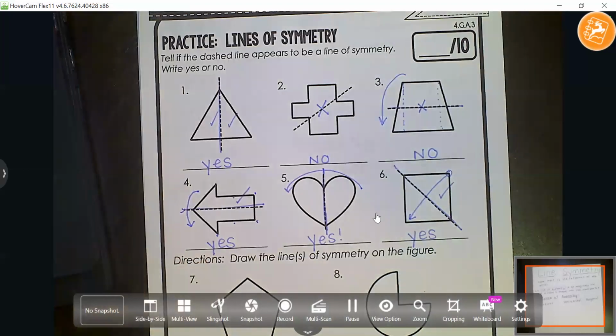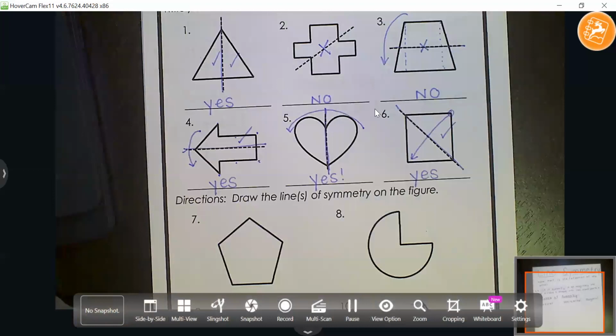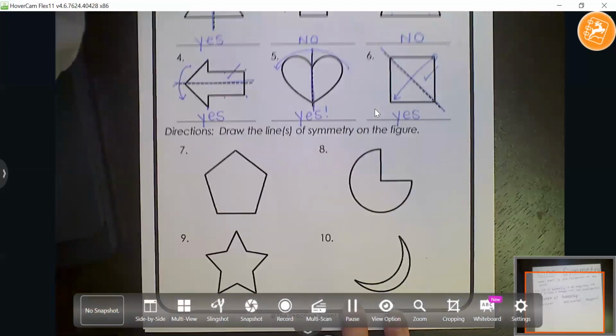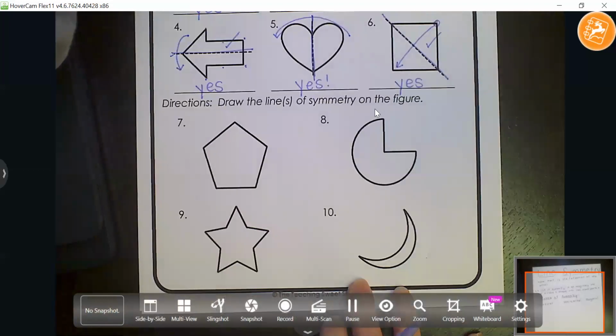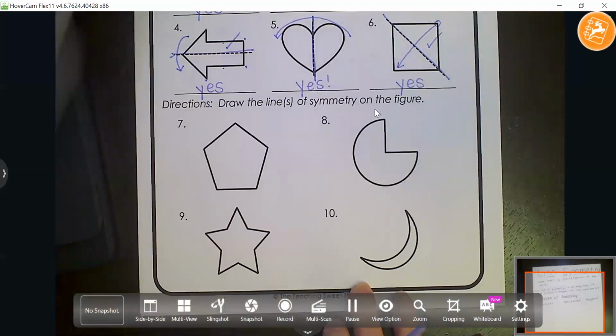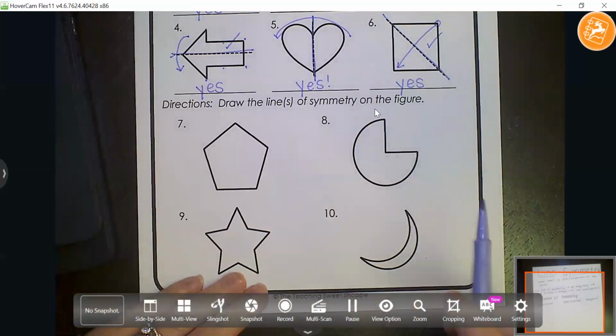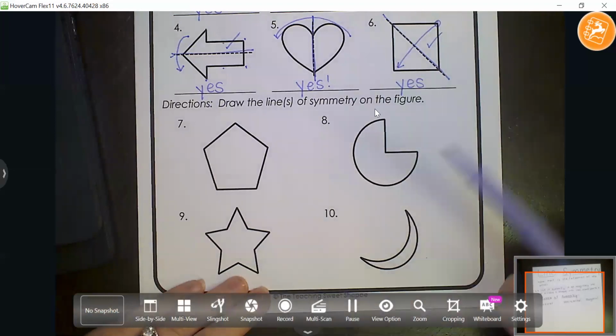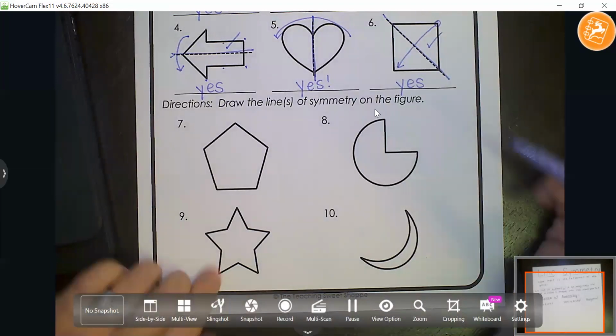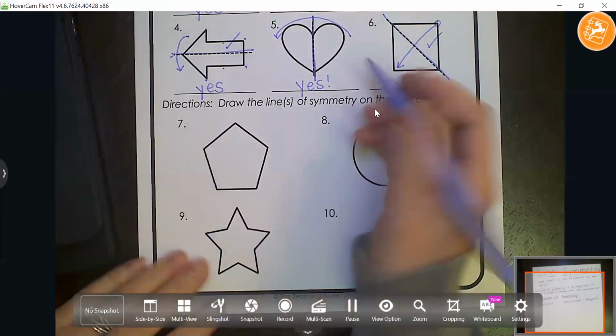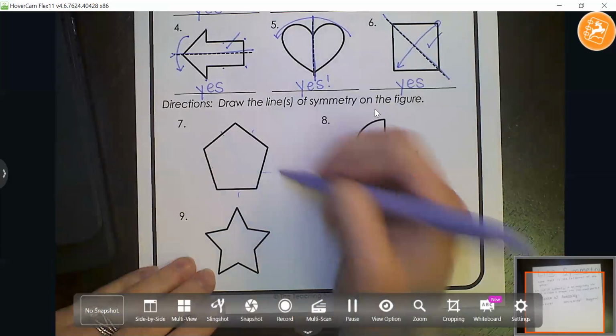They also want us to draw some lines of symmetry. Now, on your assignment today, you're not going to be able to draw lines of symmetry, but I'm still going to show you how to draw lines of symmetry on these figures so that you can know when you are doing it next year in fifth grade. All righty. So let's look at number seven. We've got a pentagon with 5 sides.